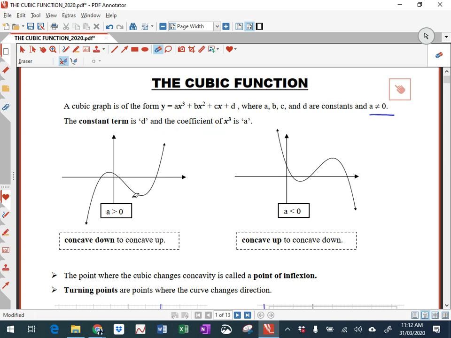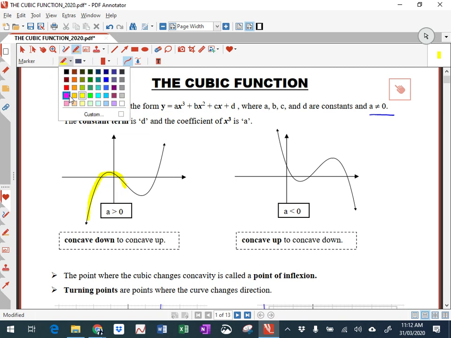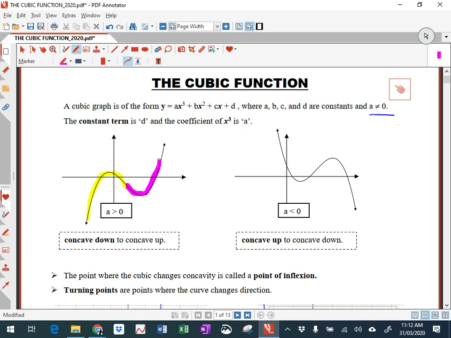Okay, now what happens when a is bigger than 0? So what happens when this number is positive? Well, you get a cubic looking like this. It goes from concave down to concave up. So if I'm going to trace over that, let's say I've got a marker. It's concave down up to around about there, and then let's change colors, and it's concave up in this section here.